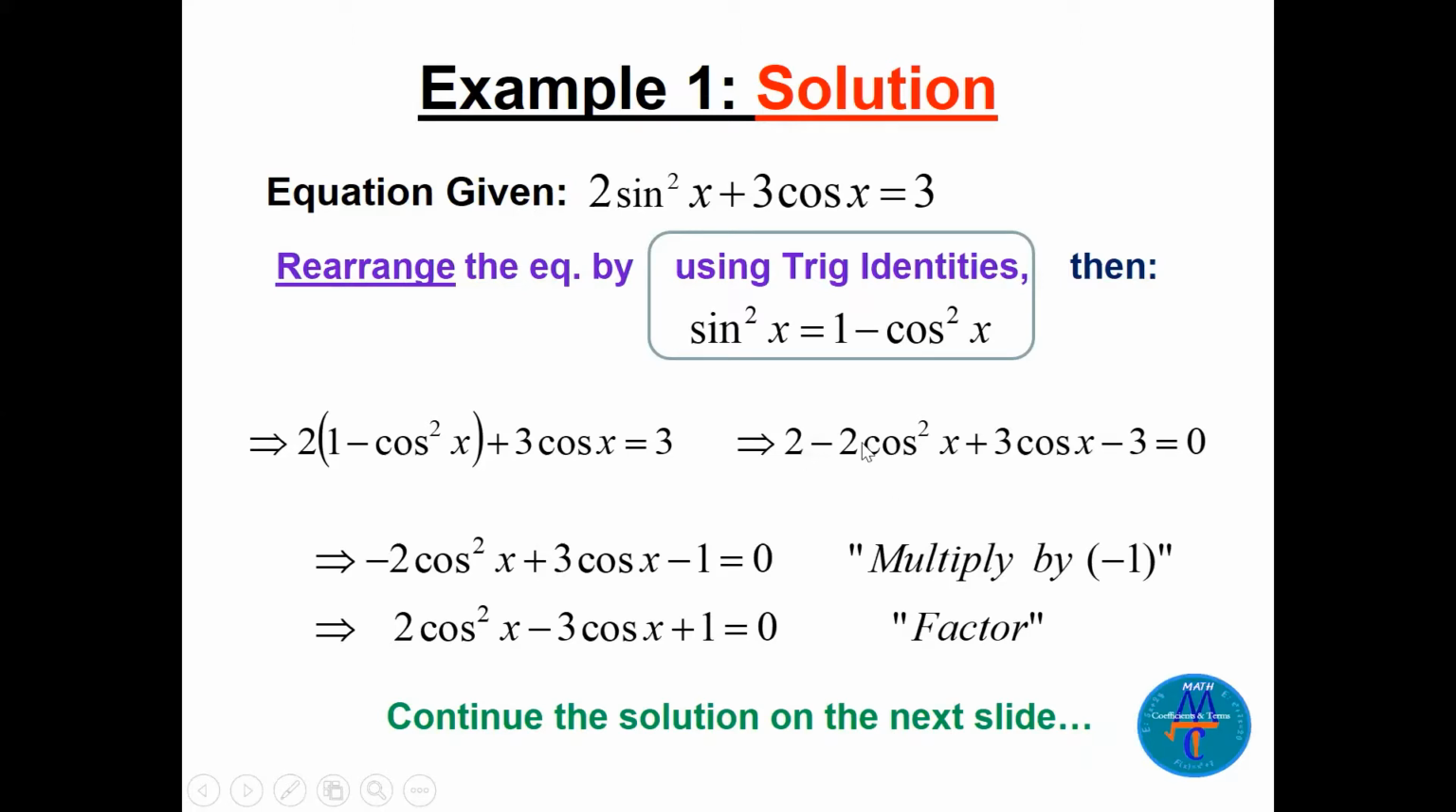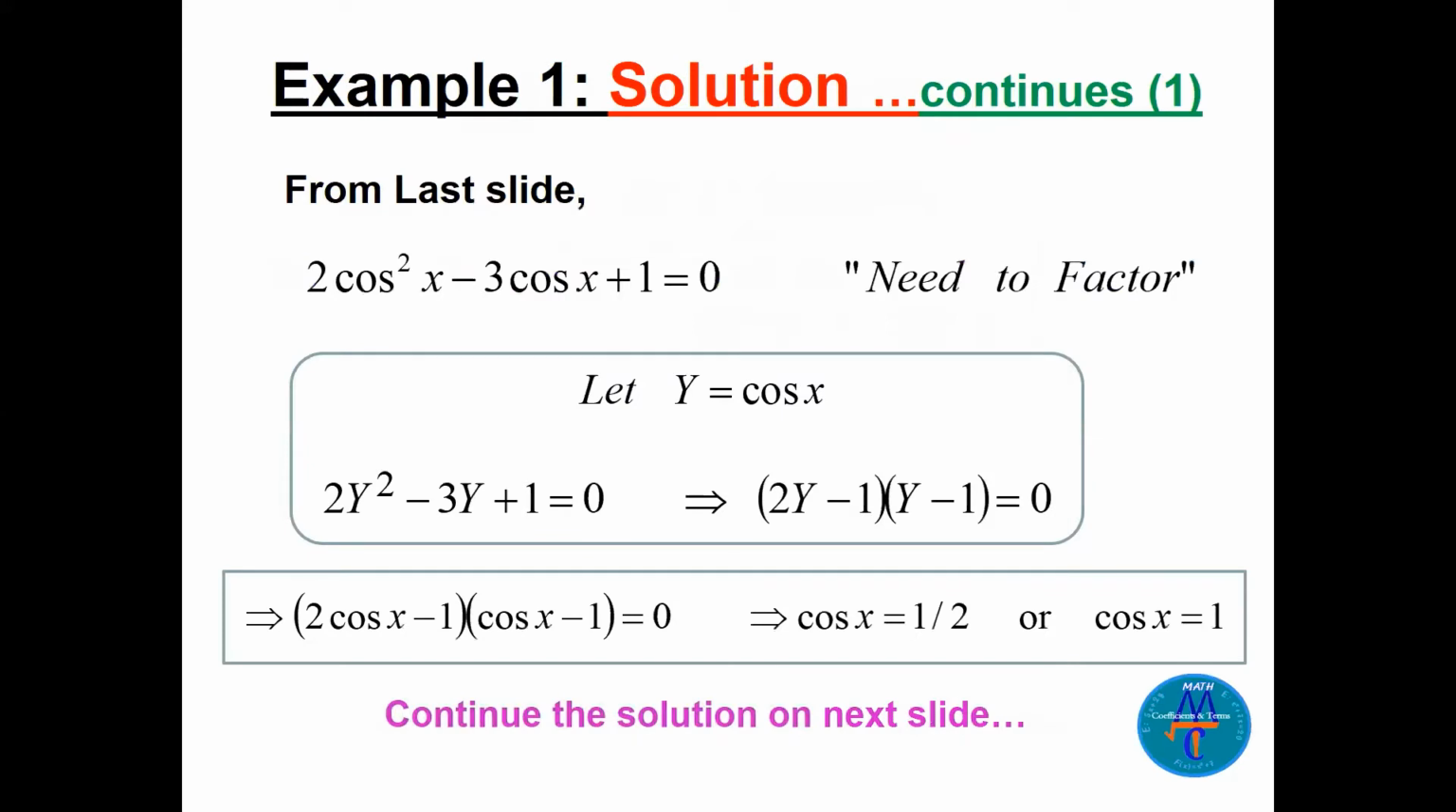Let's add here 2 and minus 3, which will be minus 1. Since the leading coefficient here is negative, let's multiply by minus 1 to make it easy in the factoring. So it will be 2 cosine squared of x minus 3 cosine of x plus 1. So now this is easy to factor. We continue the solution on the next slide.